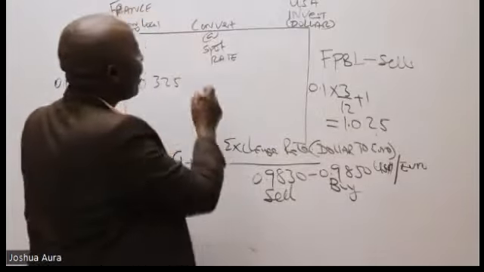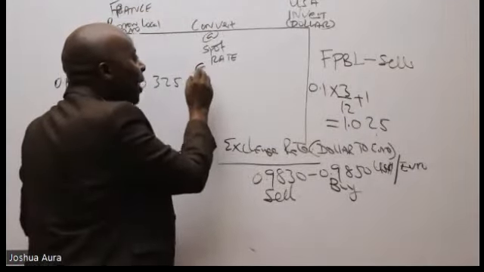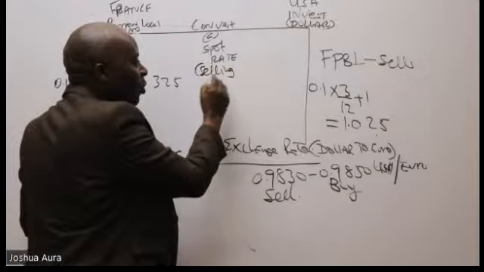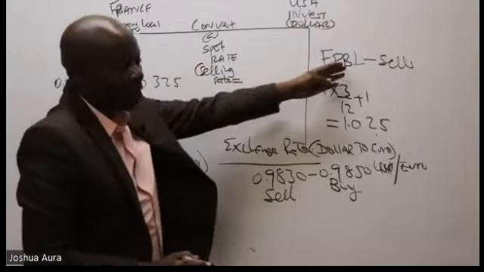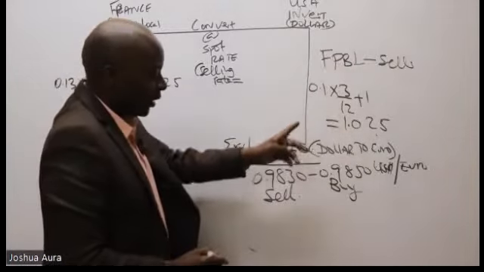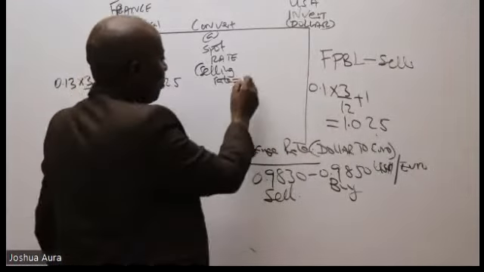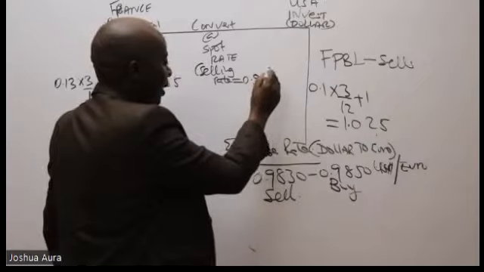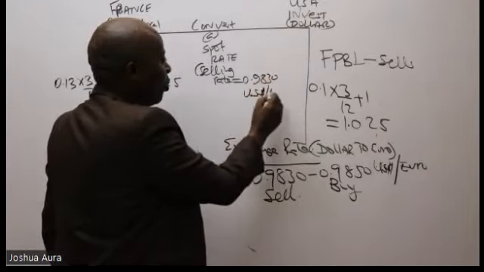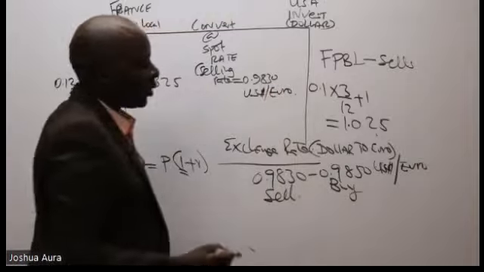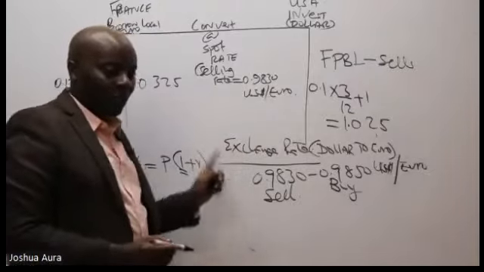Meaning that here, we shall use the selling rate, because this is a question of a local guy. The selling rate is 0.9830 US dollar per euro. I shall use the selling rate.